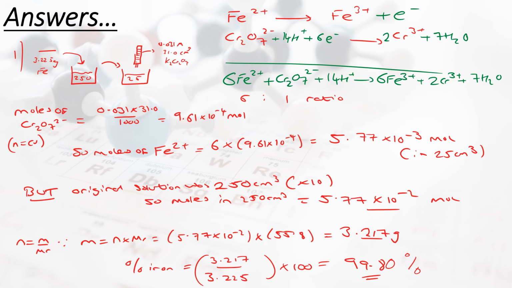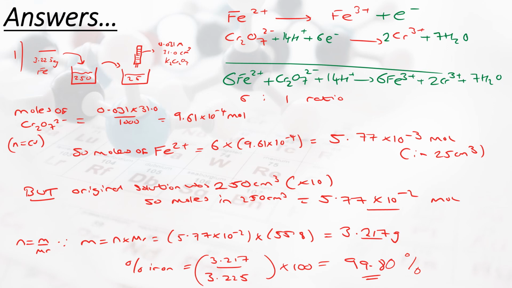And so the key thing here is that we can see we have a 6:1 ratio of our iron to our dichromate. So in the question, we were told that we had our steel wire, which steel is mostly iron mixed with a bit of carbon. We have a mass of 3.225 grams, dissolved in dilute sulfuric acid and made up to our 250 centimetre cubed stock solution.